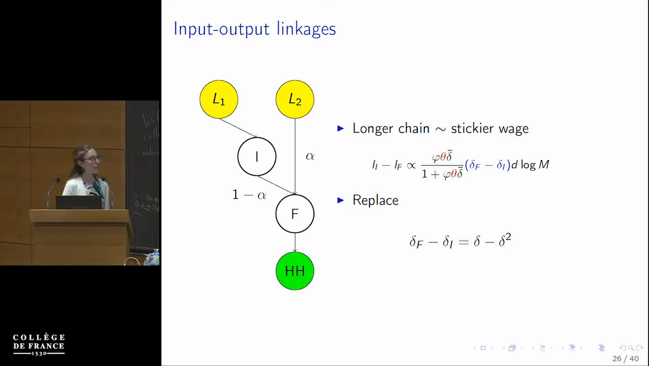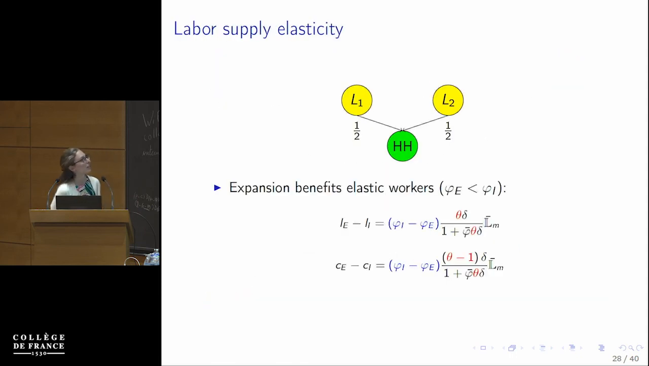All right. But so this tells us precisely that when we have the input-output network, essentially upstream good producers are going to be the ones that are like the sticky price people. All right. And this slide just shows that the labor supply elasticity has pretty much the same intuition. So an expansion is going to benefit elastic workers because their relative wage will fall.